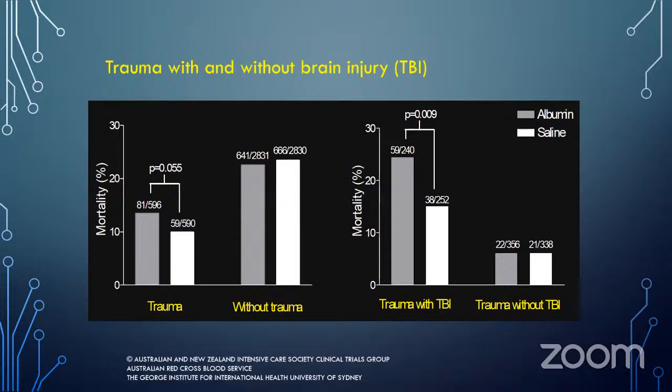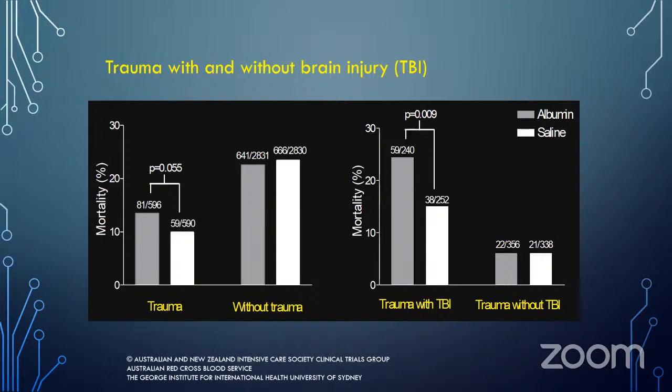If you see this bar graphs, you will understand that in patients with trauma, probably the use of albumin slightly reduces the mortality when compared to without trauma. And in that also, trauma with traumatic brain injury, probably use of albumin was detrimental.